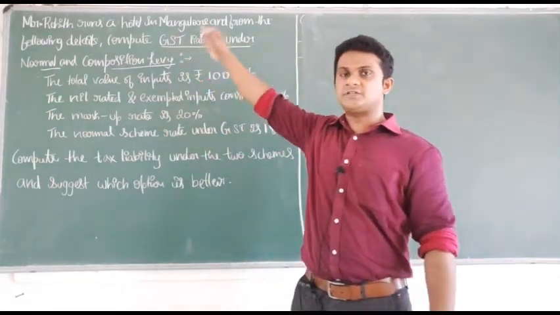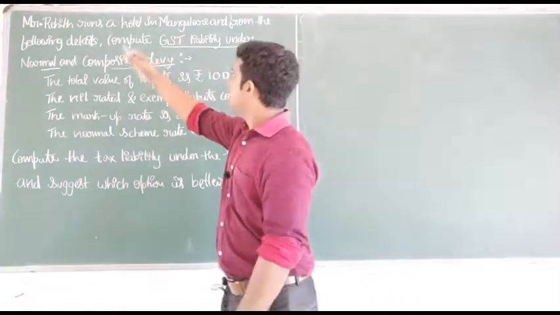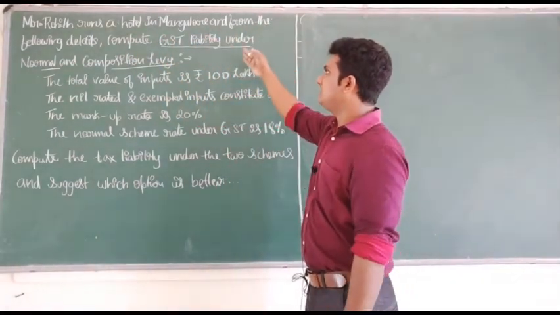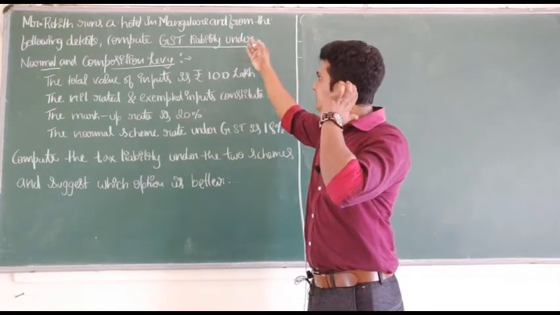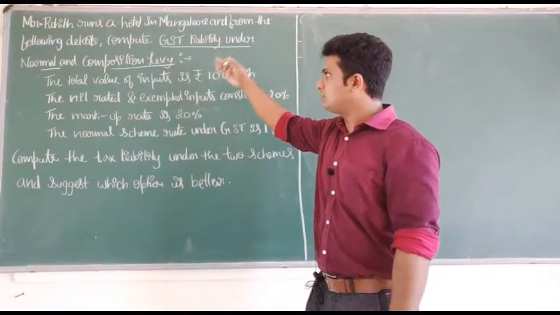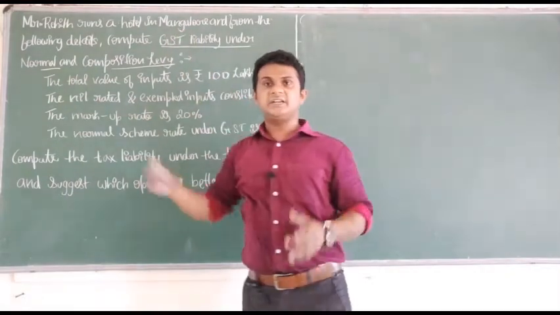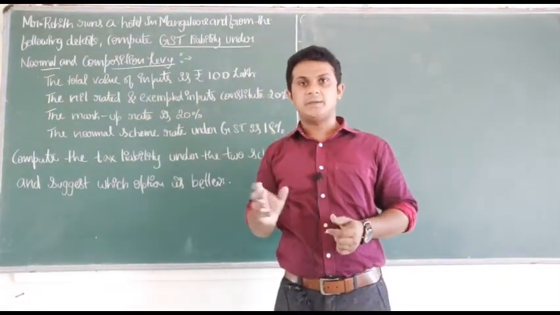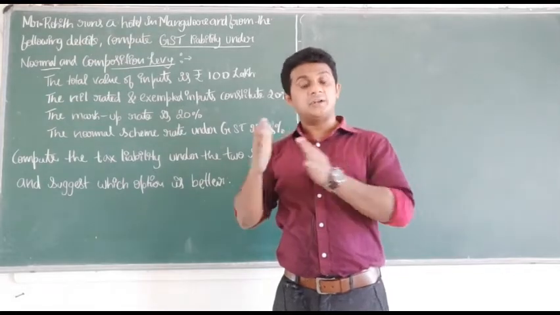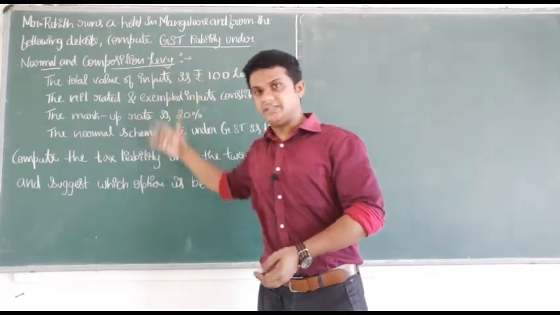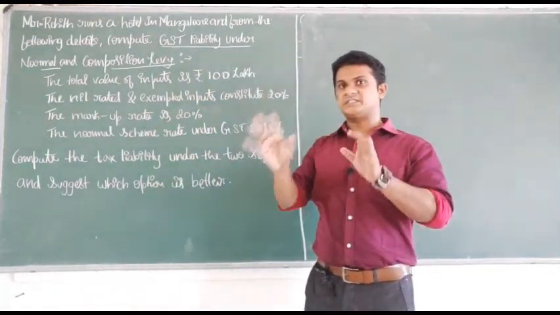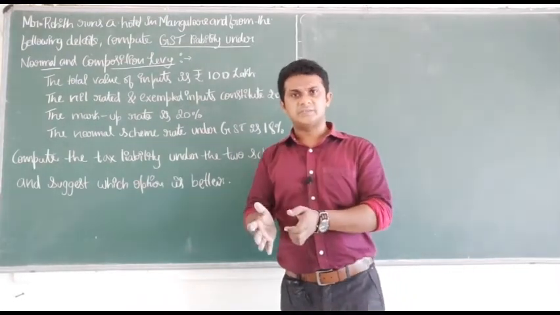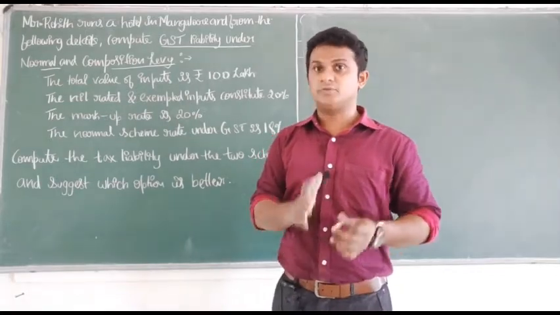In the first paragraph, they have given: Mr. Rohit runs a hotel in Mangalore, and from the following details compute GST liability under normal and composition levy. So Rohit is running a hotel in Mangalore, and they have asked us to calculate GST payable under normal levy and composition levy using the details given. This is what exactly they have asked. We have to calculate tax liability under the normal scheme and under the composition scheme together.